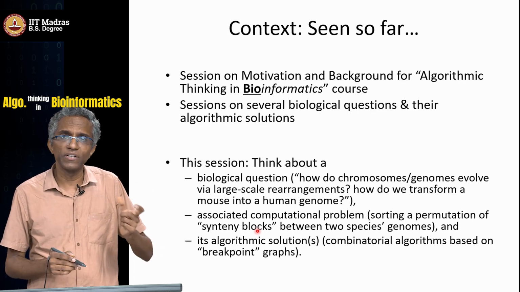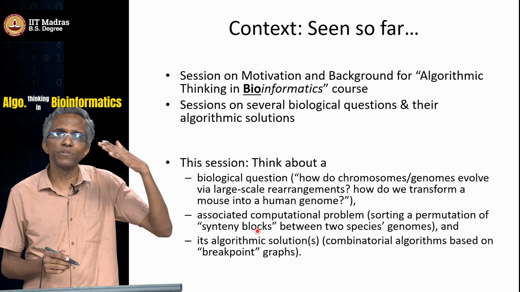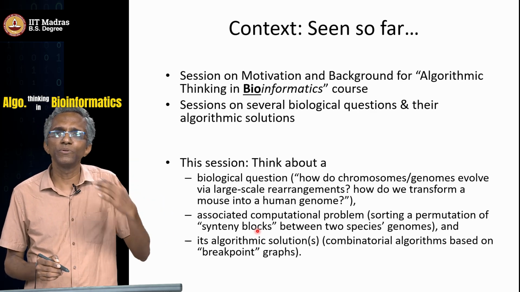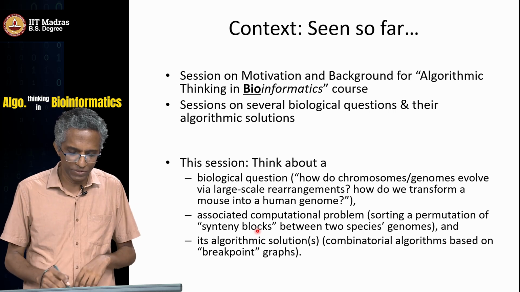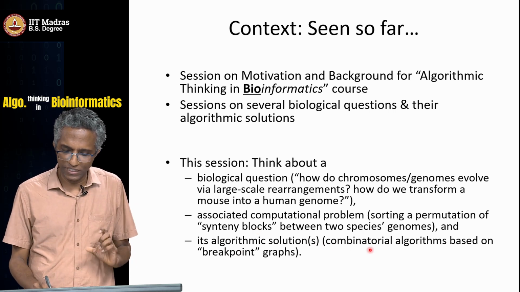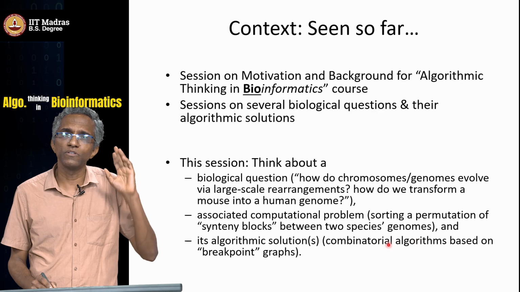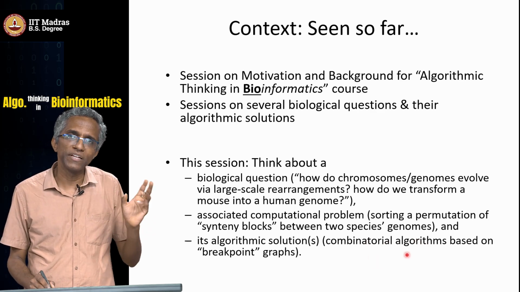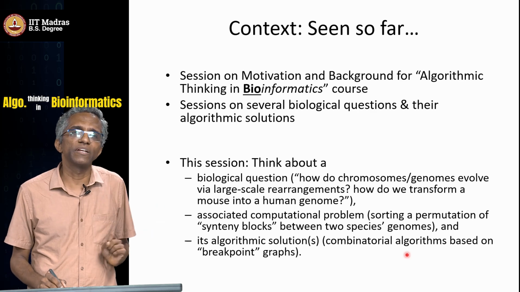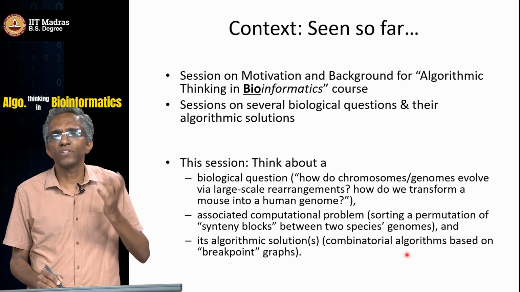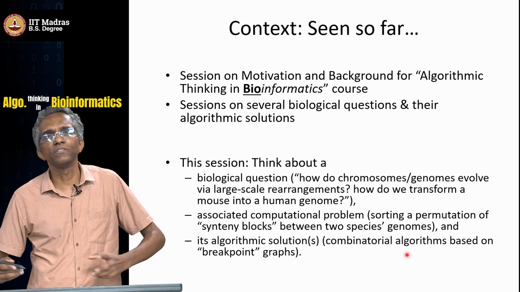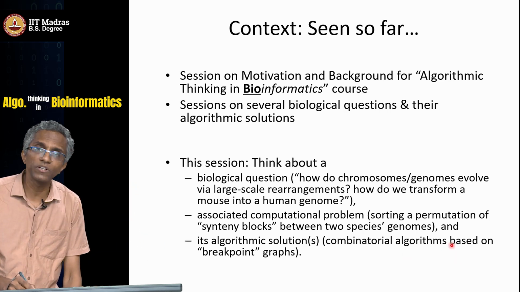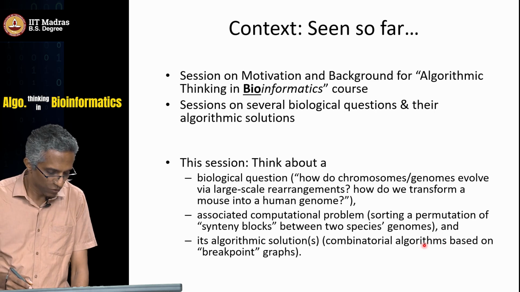There are different gene orders in different species, and how do you get from one ordering to another ordering, and that is the computational problem of sorting one permutation to get another permutation of the same set of objects. The algorithmic solution, as I said before, is going to be somewhat different from what we have seen earlier in the course. It is going to be some combinatorial algorithms that are based on a data structure called breakpoint graphs that captures the structure of a permutation, how close a permutation is to the identity permutation. Again the details may look a bit mysterious now, but we will clarify it as we go along.